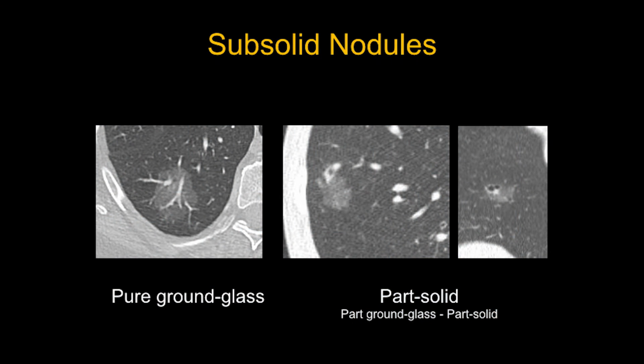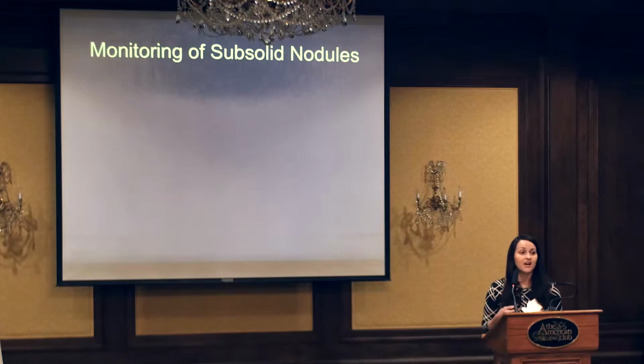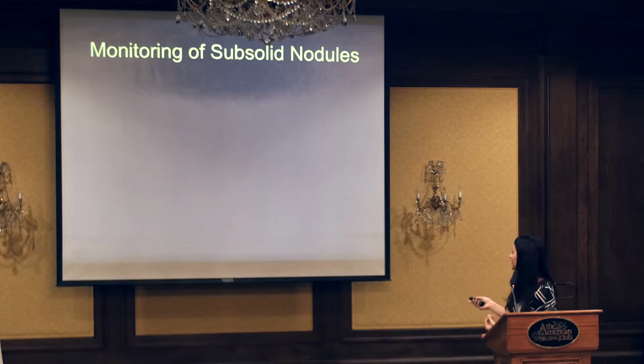Now I'm going to talk a little bit about subsolid nodules, and we've learned about those a lot in the lung cancer screening trials. And they classify themselves in pure ground glass and part solid, which is a little bit of ground glass, and this is the same nodule. You can see it has a little tiny solid component there. And they're tricky, they're hard, they're very irregular, they're hard to measure. Even the CAT, if you try to measure the volume, it's hard because they're very not solid.